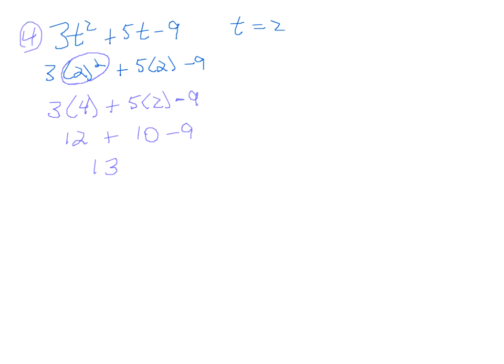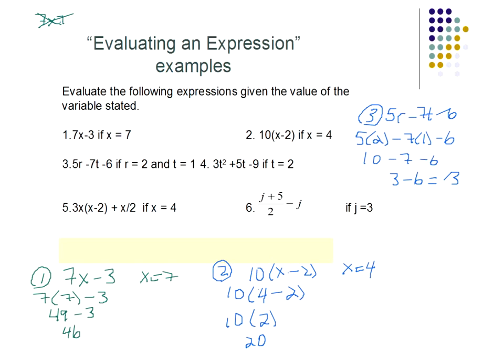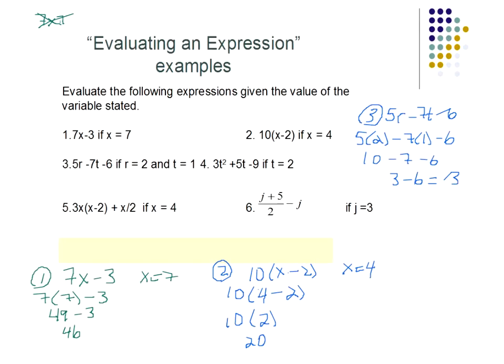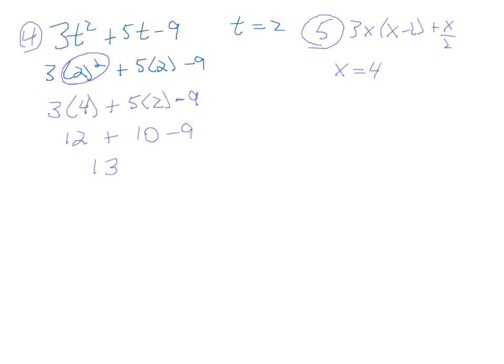I think this was question 4. Now question 5 is 3x times x minus 2 plus x over 2. And we want to evaluate this when x equals 4, I think. So, again, you won't be surprised, but anywhere I see an x, I'm going to plug in a 4.